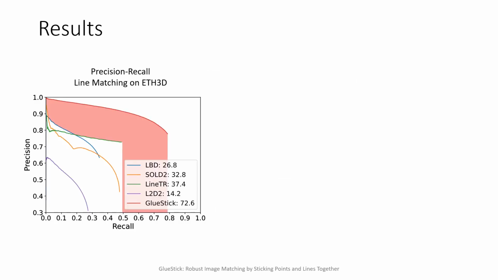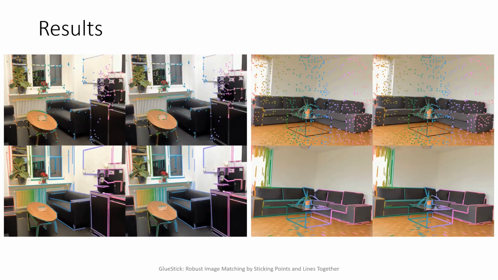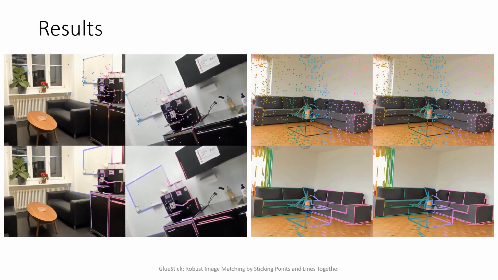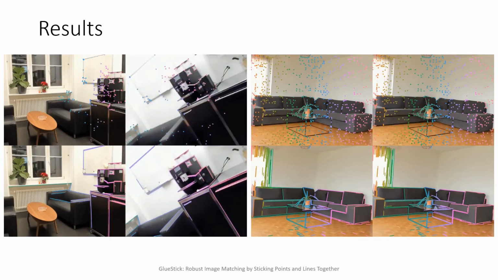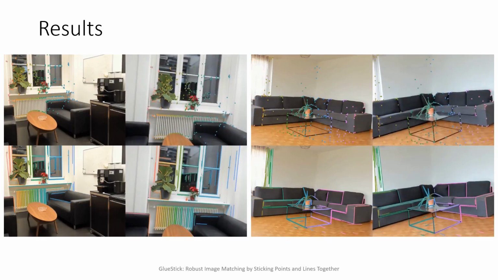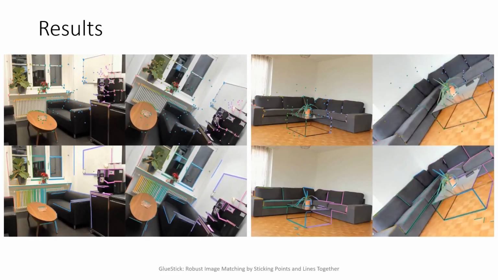As you can see in this plot, GlueStick largely surpasses all the previous line matchers and provides boosted performance when applied in pose estimation problems. Let's see some qualitative examples. Here we draw points and lines matched with GlueStick. Each correspondence has the same color in both images. Our method provides stable matches, robust to repetitive structures and viewpoint changes.